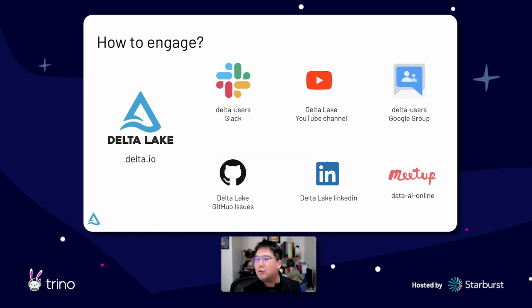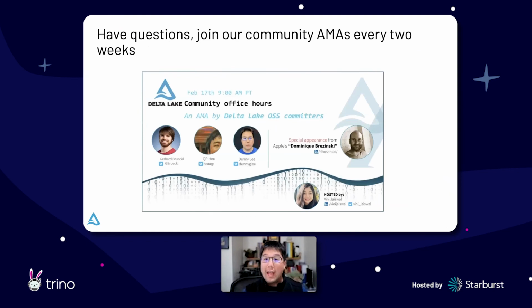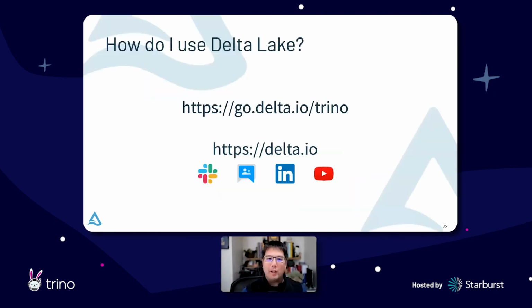But how do you want to engage with us? Well, there are multiple ways to engage with us. There's the Delta.io website, the Slack, Google group, YouTube channel, GitHub issues, LinkedIn, the meetups. And don't forget, we have community office hours every 2 weeks. For example, this one's from February 17th, which included Apple's Dominique Brzezinski, who's talking about how he contributed to Delta Lake.